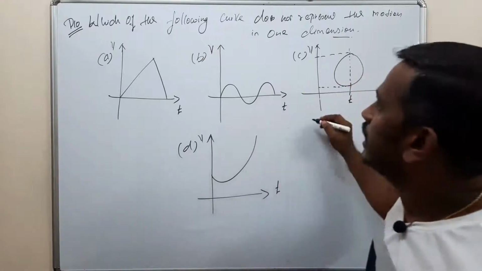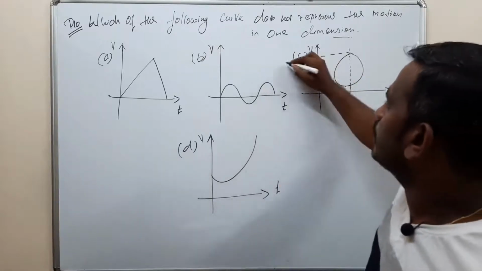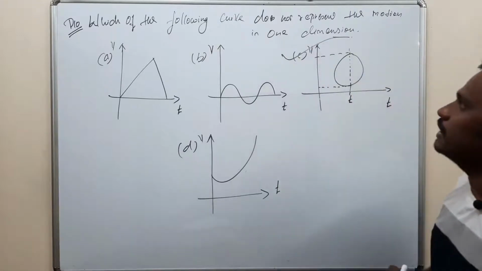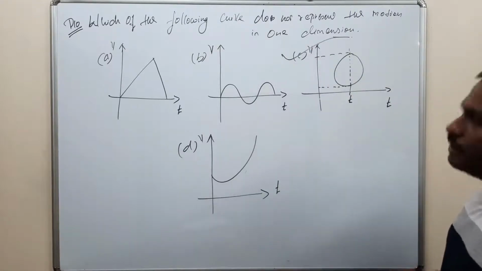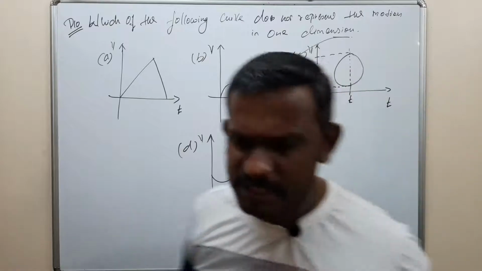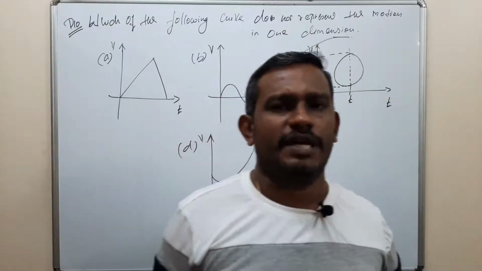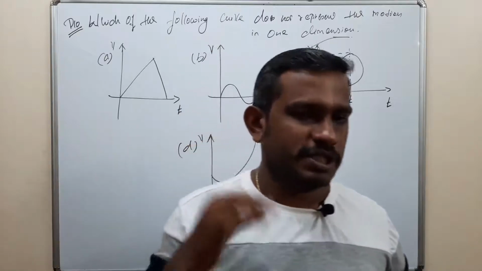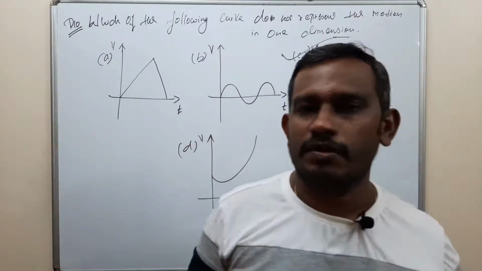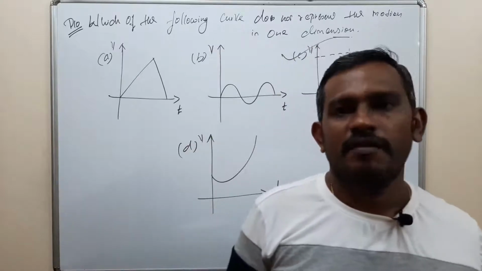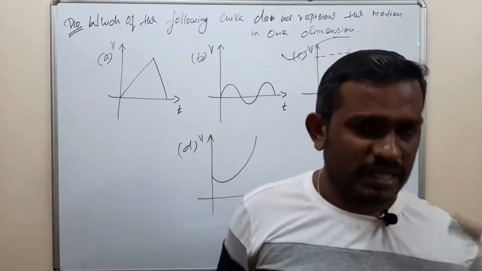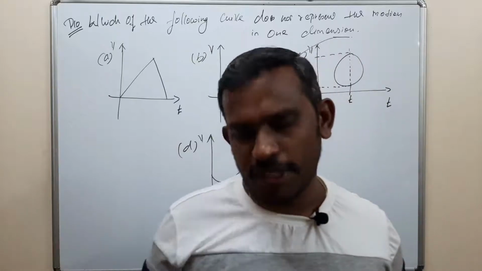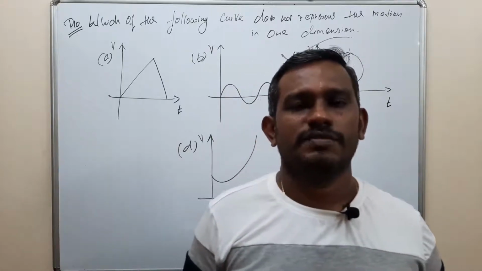So this is the answer. Which of the following does not represent the motion in one dimension? In one dimension, at a particular instant of time, the body has only one velocity. In projectile motion, in two-dimensional motion, the body undergoes horizontal velocity and vertical velocity. So in that, the body has two types of velocity.